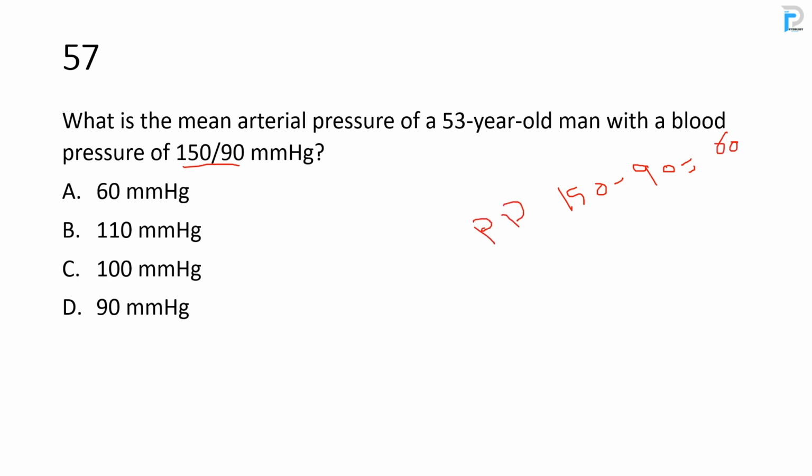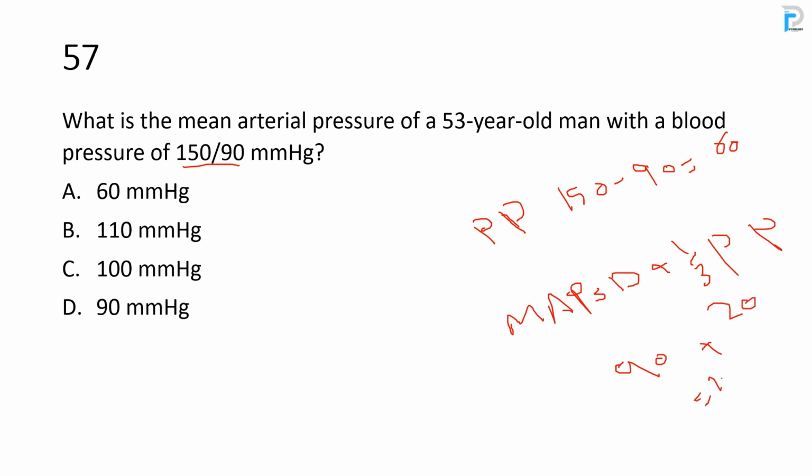Mean arterial pressure equals diastolic plus one third of the pulse pressure. So this means it is going to equal 90 plus one third of 60, which is 20. So it's 110 millimeters of mercury. That is the mean arterial pressure, and that is the correct answer.